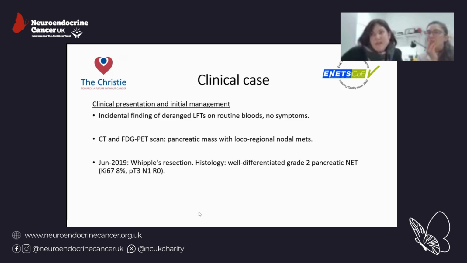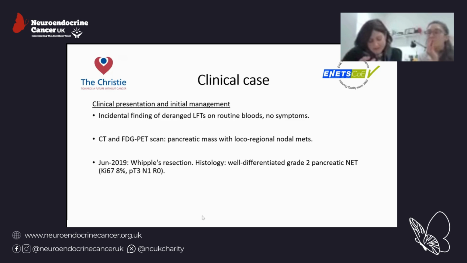The patient went on and had a Whipple's resection, and the histology from that revealed a well-differentiated grade 2 pancreatic neuroendocrine tumour. So the Ki67 was 8%, and the staging was a PT3N1 R0. So what that means is a T3.